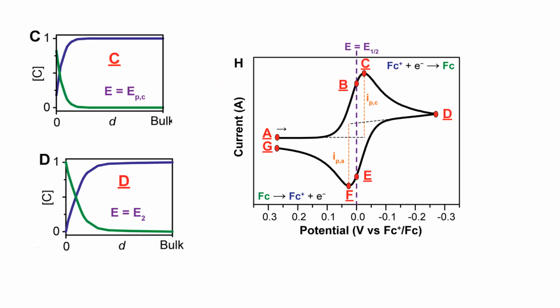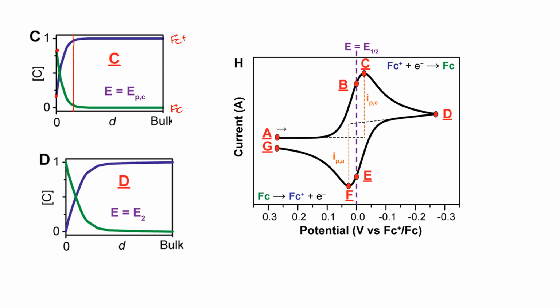Now here in the graph you can see this is the amount of Fc plus, and this is the Fc. Very near to the electrode, the amount of Fc is increasing, while the amount of Fc plus is decreasing near the electrode, so it's going in this direction. So this is okay.